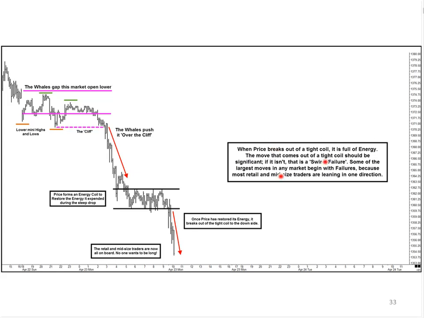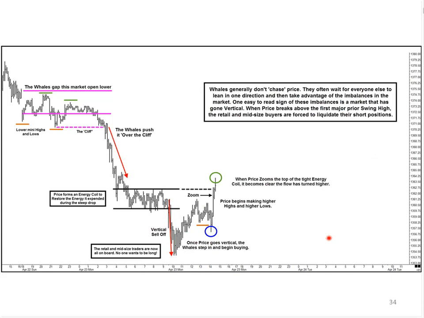When price breaks out of a tight coil, it's full of energy. The move that comes out of the tight coil should be significant. If it isn't, that would be a swing failure. And we've talked about those earlier. Some of the largest moves in any market begin with failures because most retail and mid-sized traders are leaning in that one direction, okay? And if everybody has the same position and it doesn't take off, of course, they have to liquidate. And that's sometimes what makes for some tremendous moves and some tremendous trading.